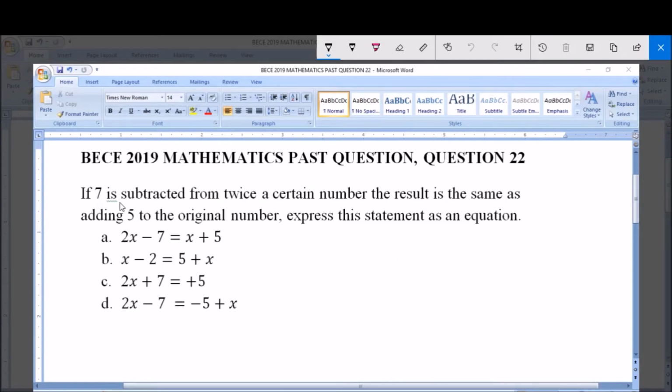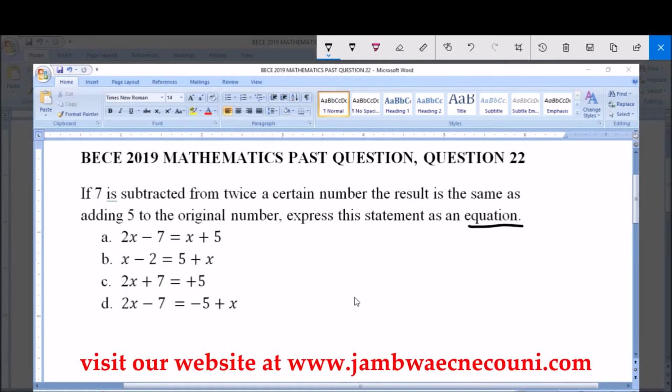So we have to express this statement as an equation, and like we know, the word equation simply means balance. So we are trying to create an equation, ensuring that both sides of the equation are balanced.